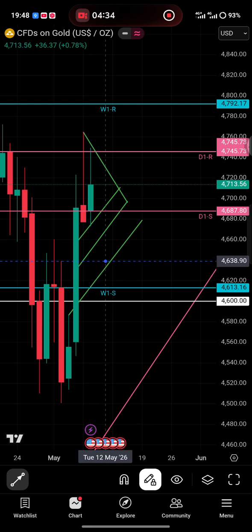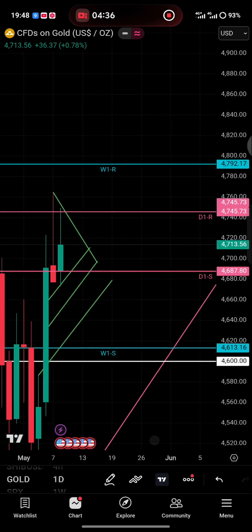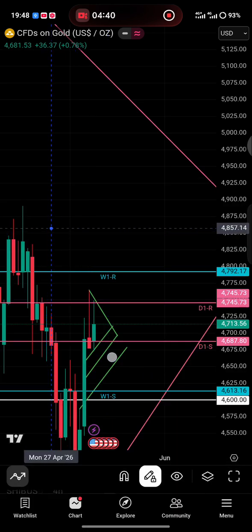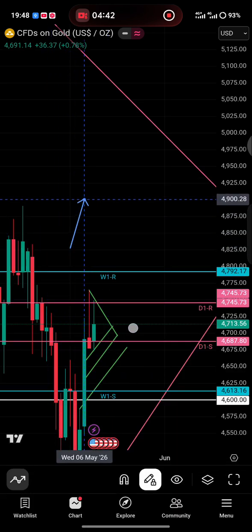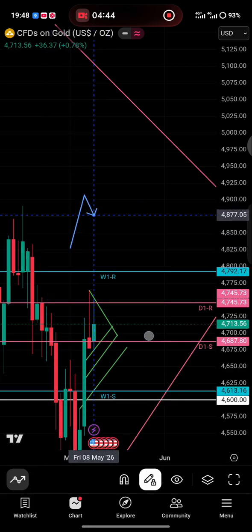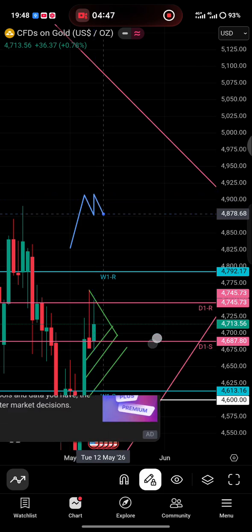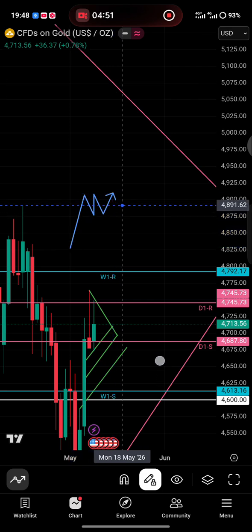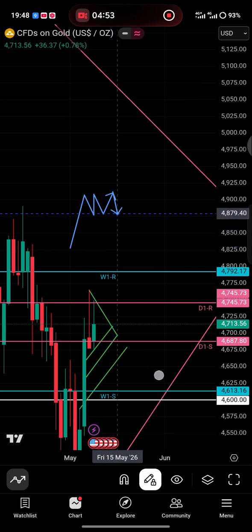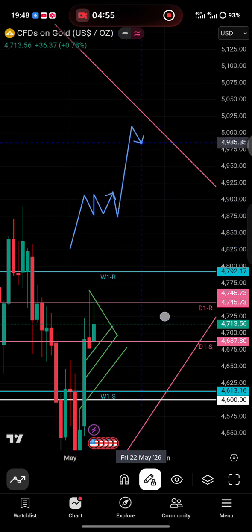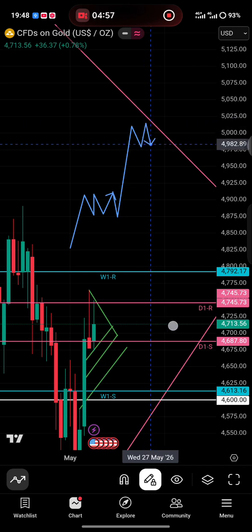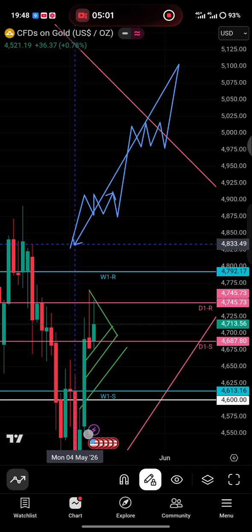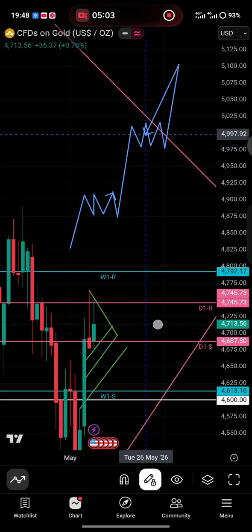A new foundation is a base price. A new foundation is what you guys call a base rally, right? So let's say this is a rally, correct? This is a base, and this is another rally, correct? And this is also a base, rally, base, rally, and this is another rally. So this is rally base rally, right?